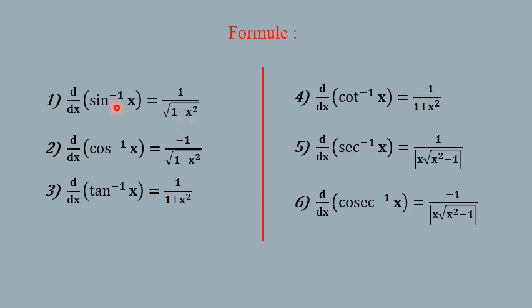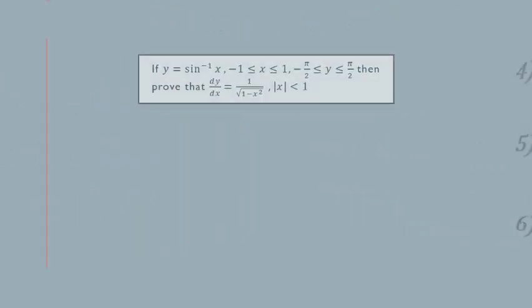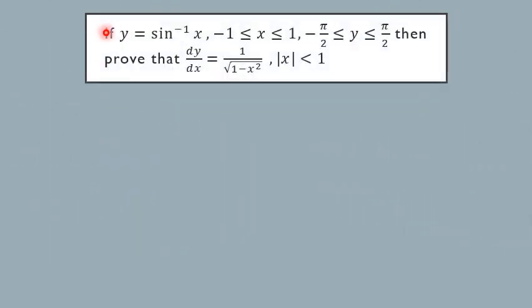So today we are going to prove this formula: the derivative of sine inverse x is 1 upon under root 1 minus x square. The question is, if y is equal to sine inverse x, okay, then for an inverse function to exist, the function should be 1-1 and onto.